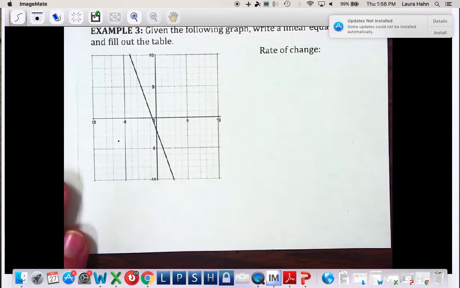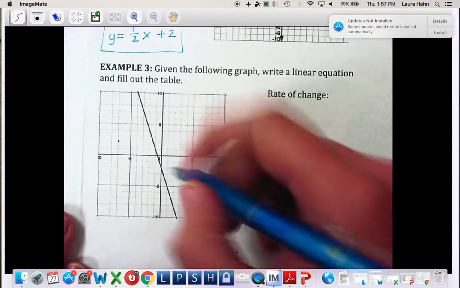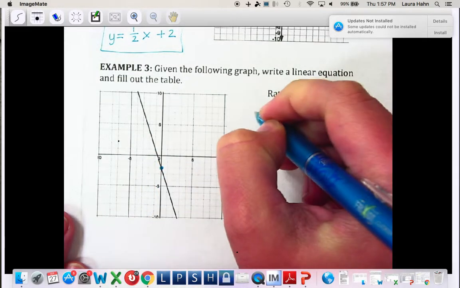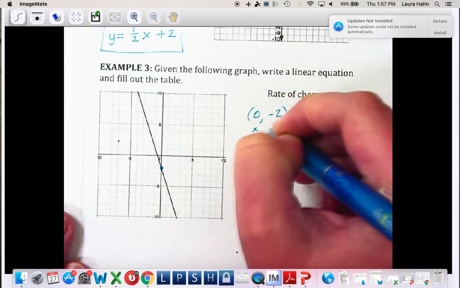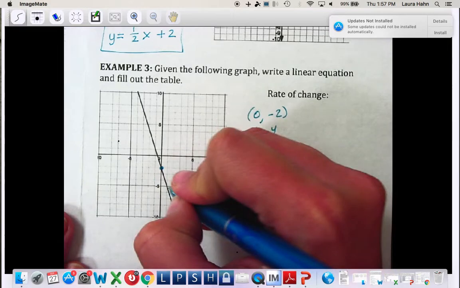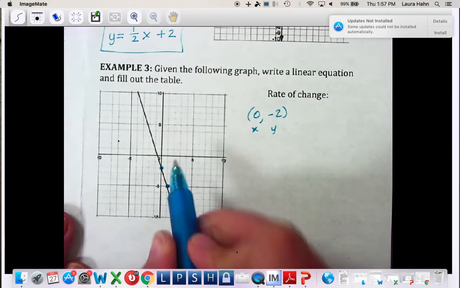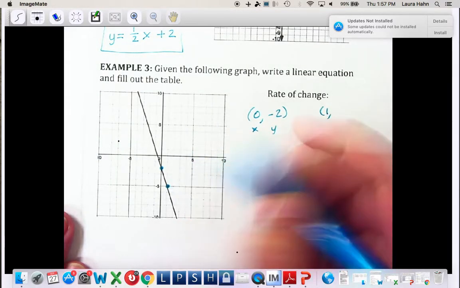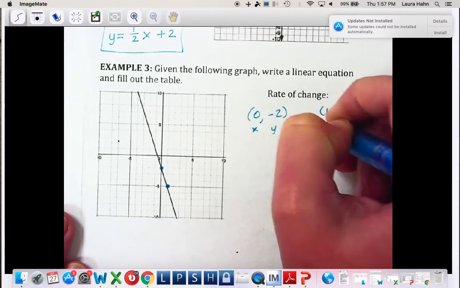Okay, so find rate of change. So far to find rate of change, we've taken 2 points off of our table. Well, we don't have a table, so what I'm going to do is find 2 good points from this graph, and I'm going to write them down. So let's see. Here's a good point. This point is located at 0, -2, because it did not move on the x-axis, but it moved down 2 on the y-axis. Let's pick this one. It moved over 1 on the x-axis, and it moved down 5. That's -5. That's my x, that's my y.